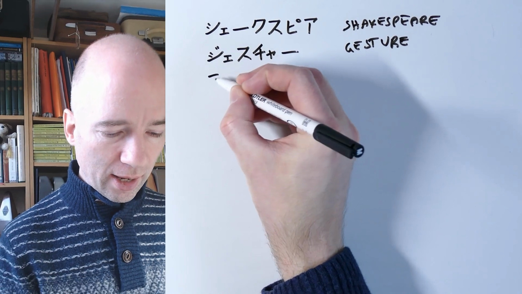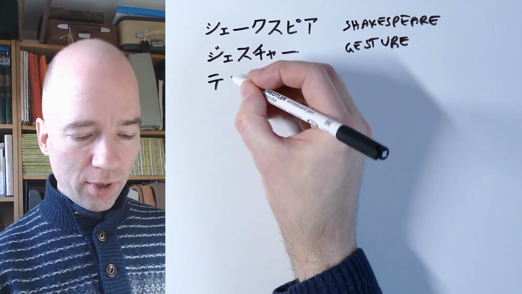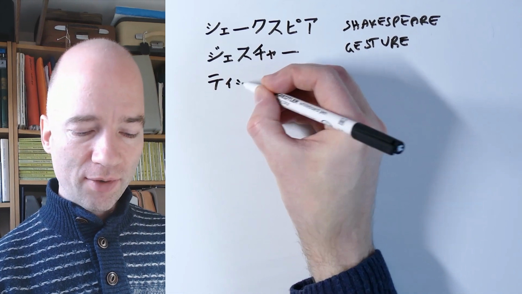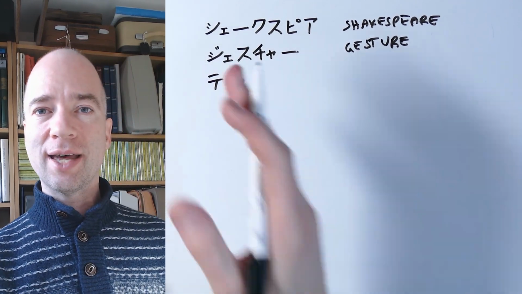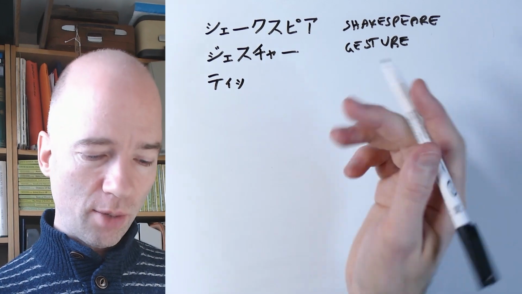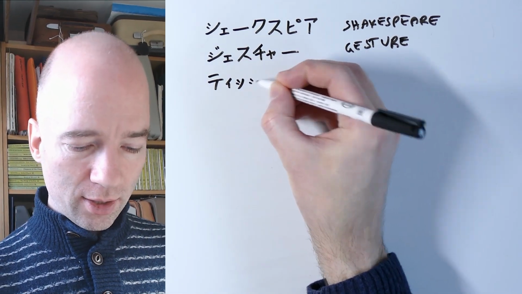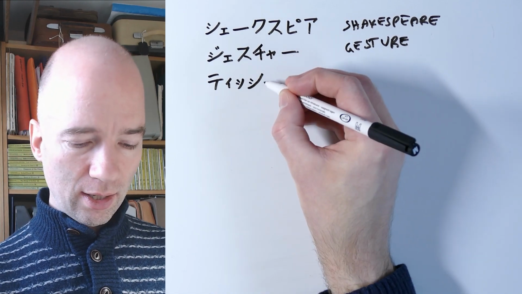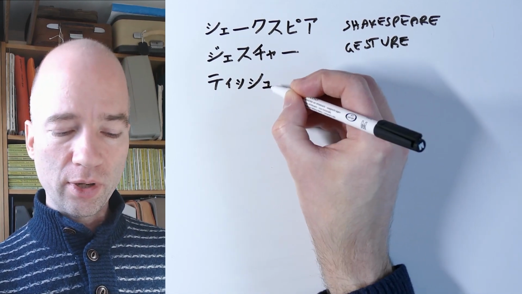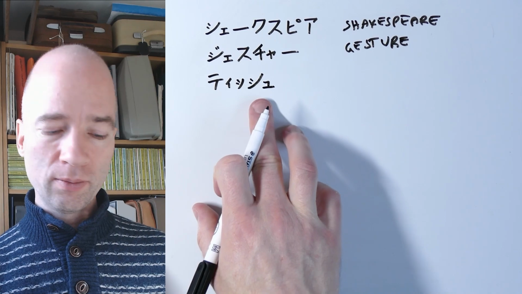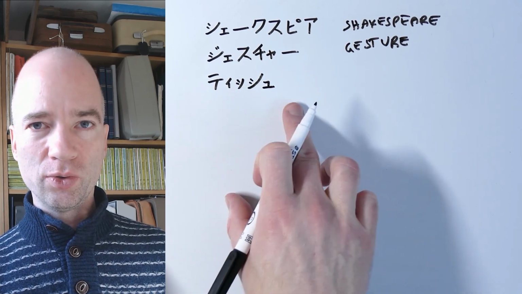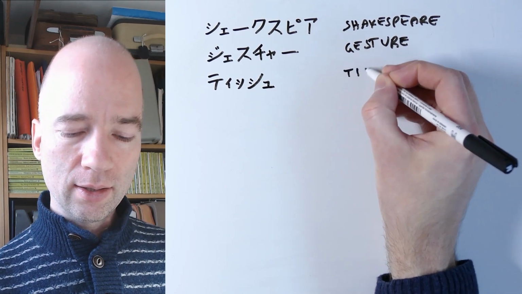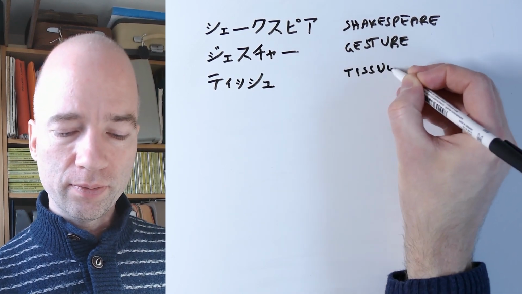Right, next one. Te plus small e becomes ti. Then we have a small tsu, which means that the following consonant is being doubled. And the following consonant is a shi, but it is followed by a small u, which means it's a shu. So tishu, tishu. And that is tissue.